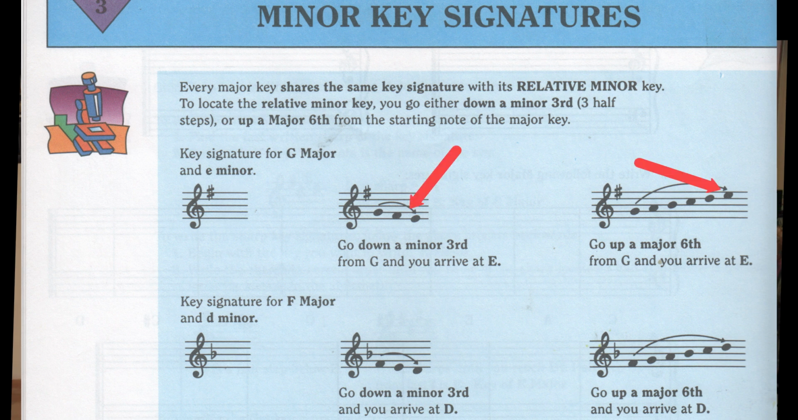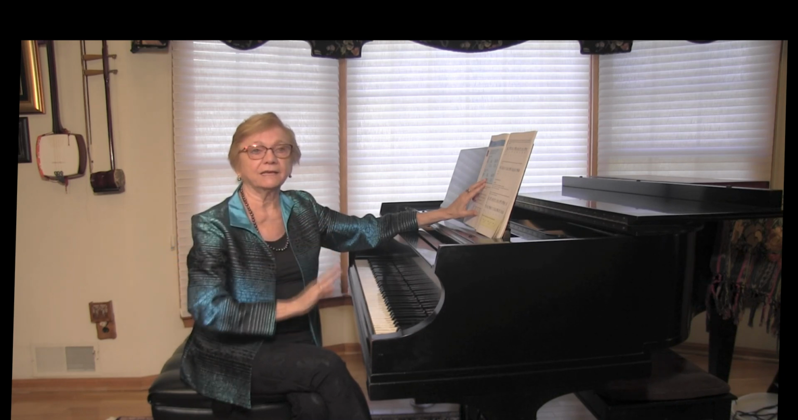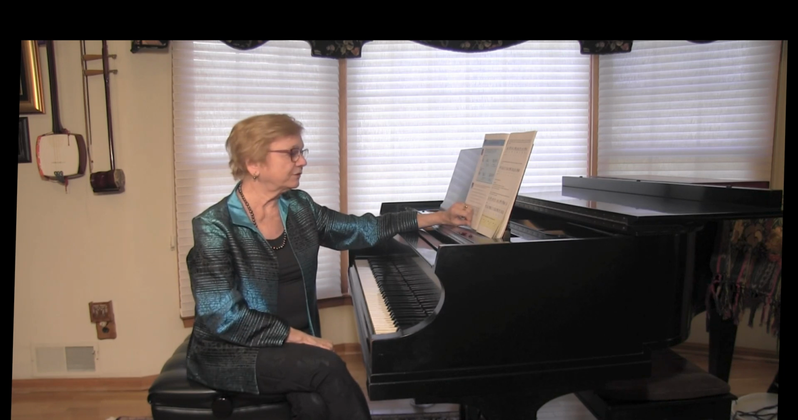So the key signature of G major is 1 sharp. If we go down a minor third from G, we come to E. So that would be E minor and G major share 1 sharp, F sharp. Now, the key signature of F major is 1 flat. I'm going to go down a minor third and I come to D. So F major and D minor share the key signature of 1 flat. So that sharing of the relative to the major and minor is the key concept for students to understand.